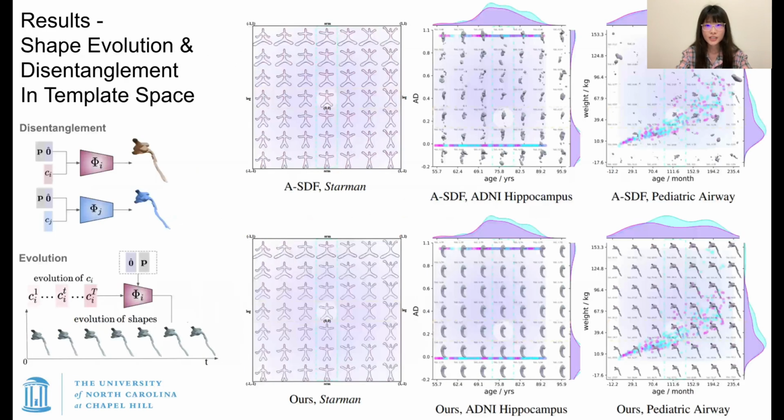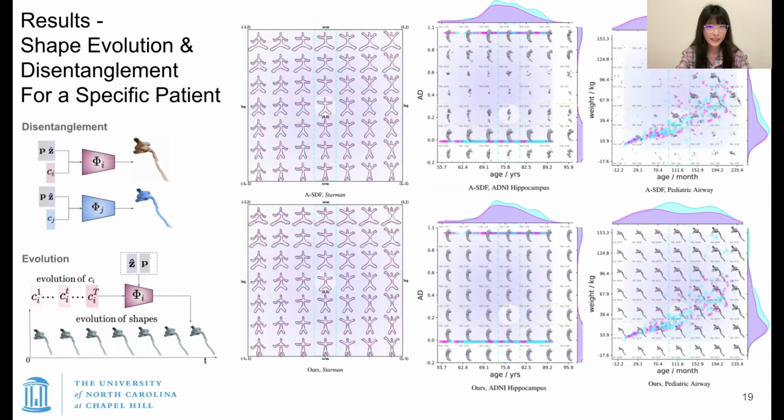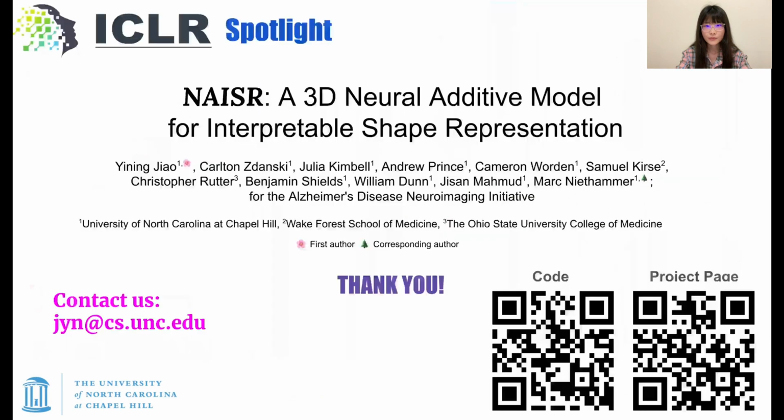For shape evolution and disentanglement, ASDF and NAISR both produce high-quality Starman shapes because the longitudinal data is sufficient. However, for real data, only NAISR can produce realistic 3D hippocampi and airways reflecting the covariate influences on template shapes. NAISR can also produce high-quality shape extrapolation for a specific patient by designating the latent code Z.